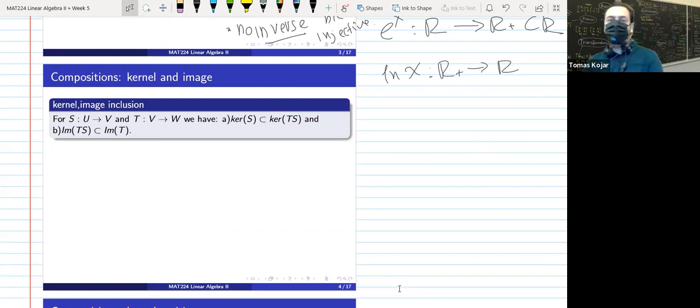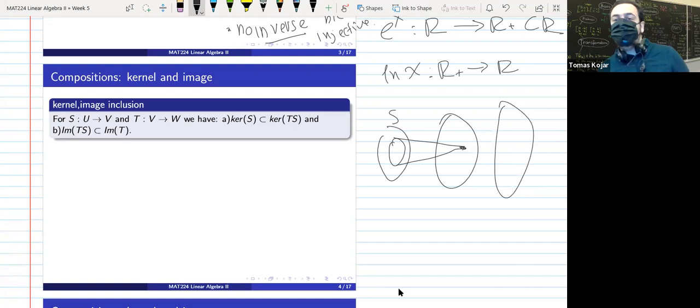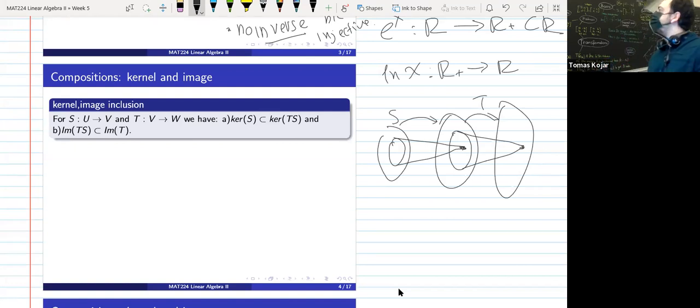This is in your book. All it says is something very obvious. If you have a map S and a kernel of S, it maps it to 0. And then you have another map T, with its own kernel. It says that the kernel of the composition contains the kernel of S.